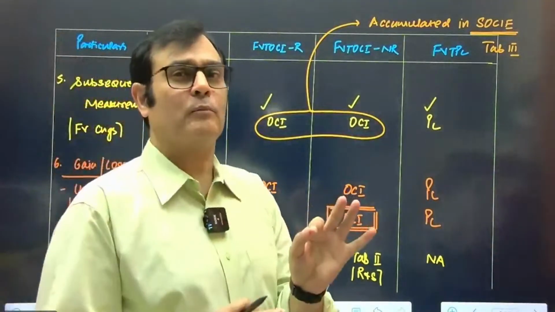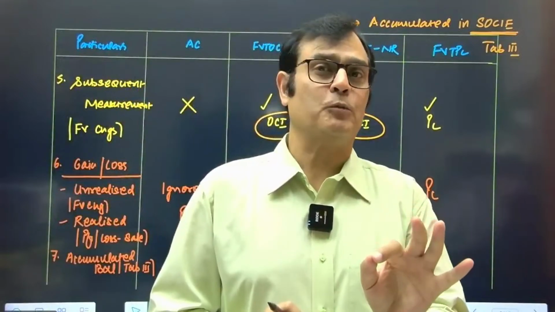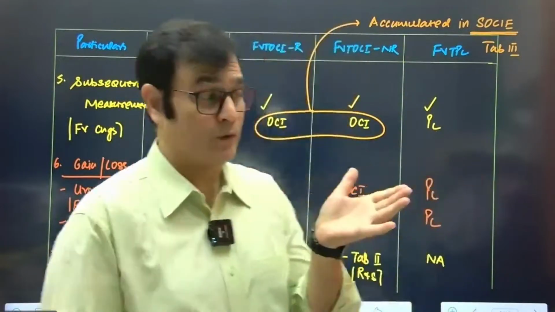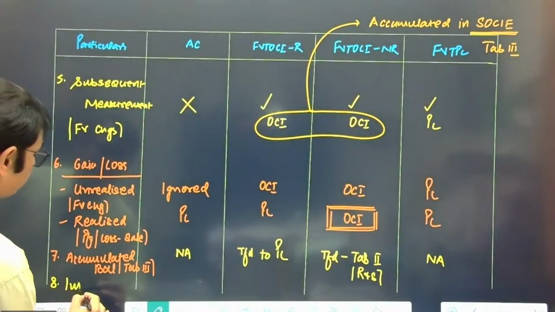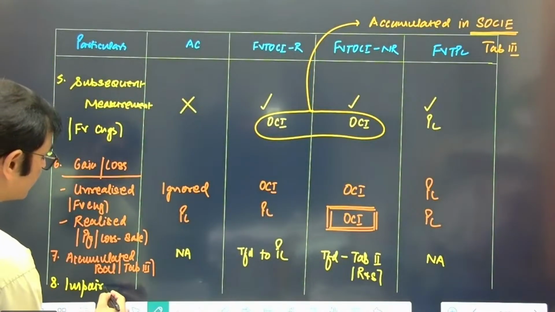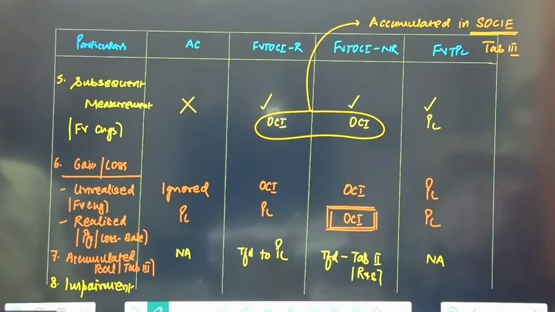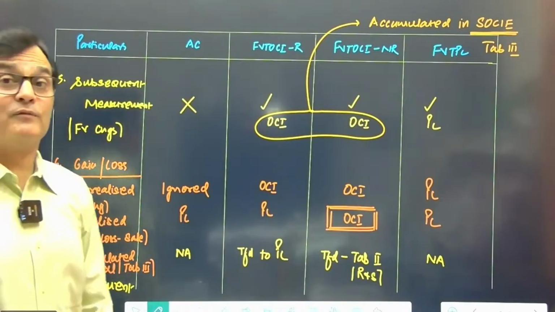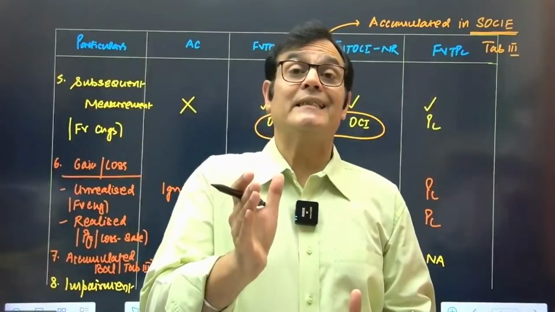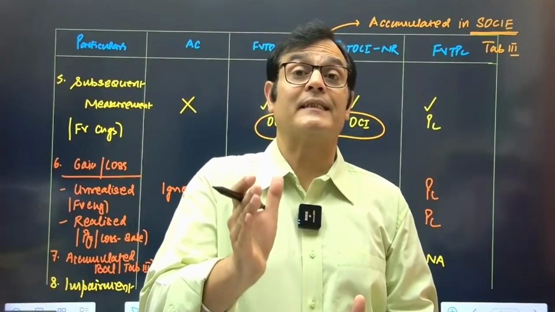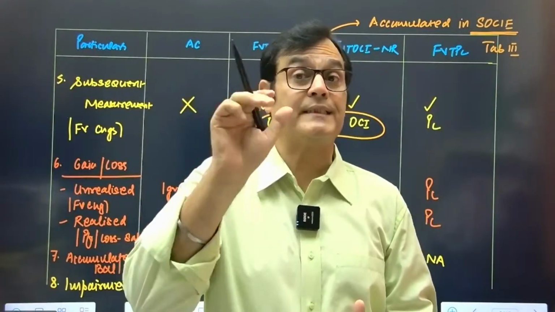But I'd like to add one more point at this particular stage, which we've not yet discussed, but I think to put it at the appropriate place, since you already know it. So the eighth point is impairment. Whether the concept of impairment is applicable to the concept of AC. I know I'm not given that, but I think since you're all revising things, you know this well. So is the concept of impairment, that is ECL model, expected credit loss model, applicable to AC?